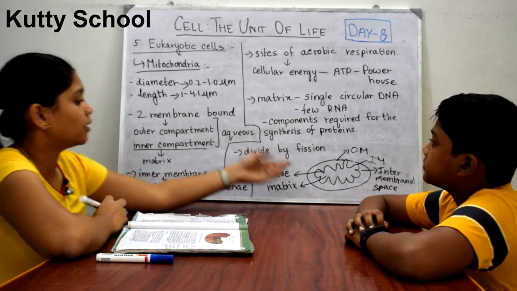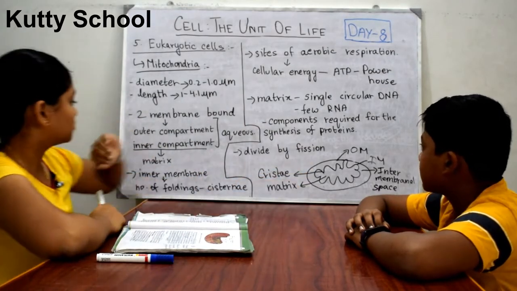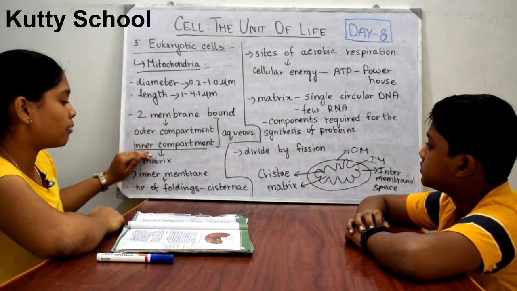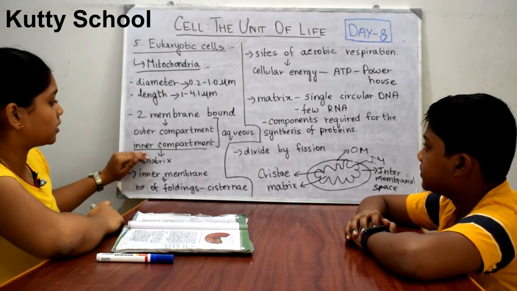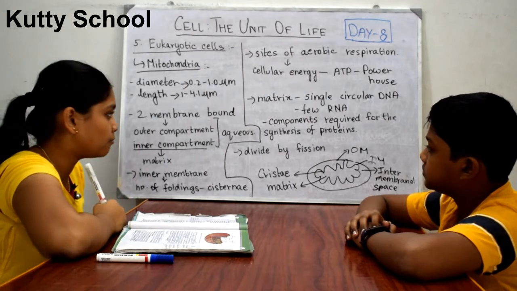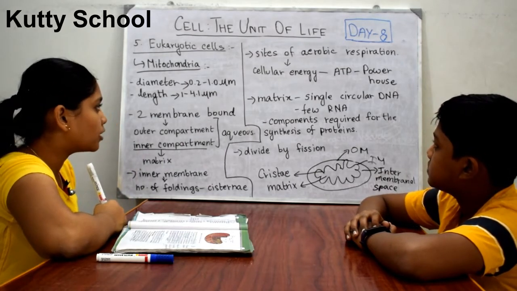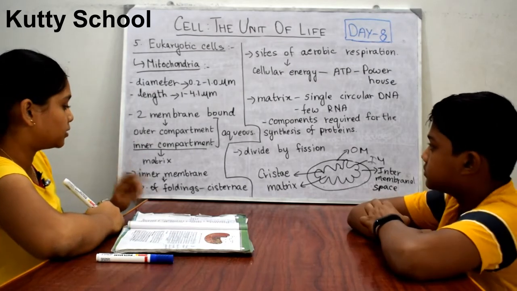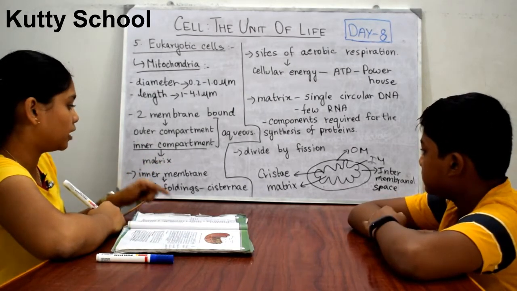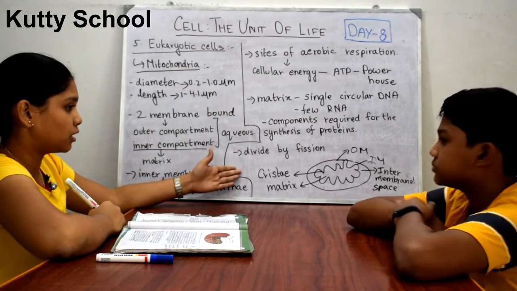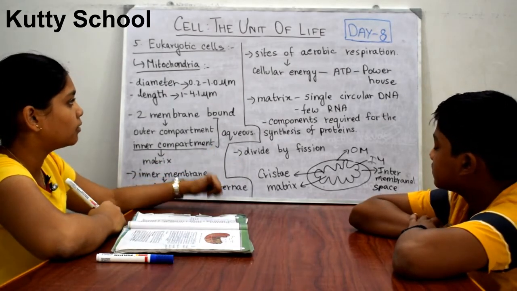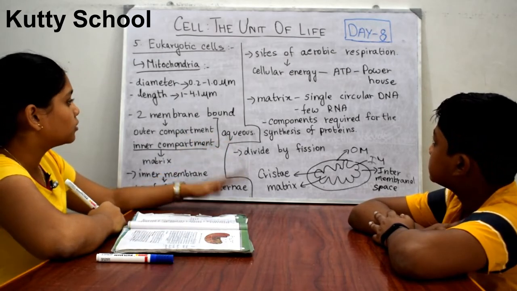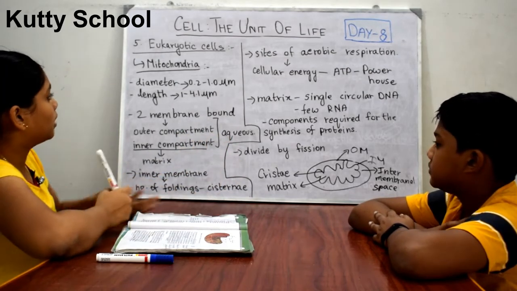The outer compartment has its own specific enzymes and the inner compartment has its own specific enzymes. It may be different or it may be the same. So this is about mitochondria. The important things to remember are that it has two membranes, a double membrane system, and cristae, which are the numerous infoldings of the inner membrane; cellular energy ATP, therefore it is known as the powerhouse of the cell.